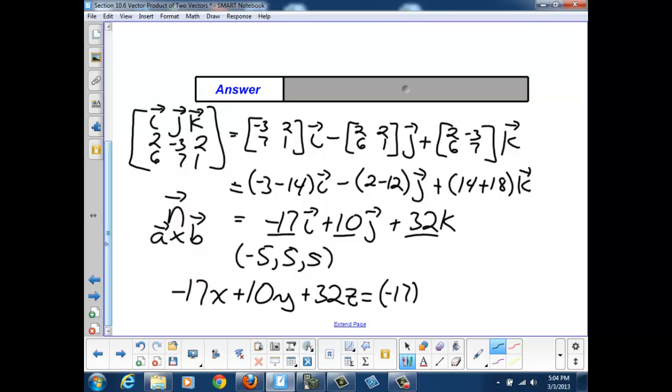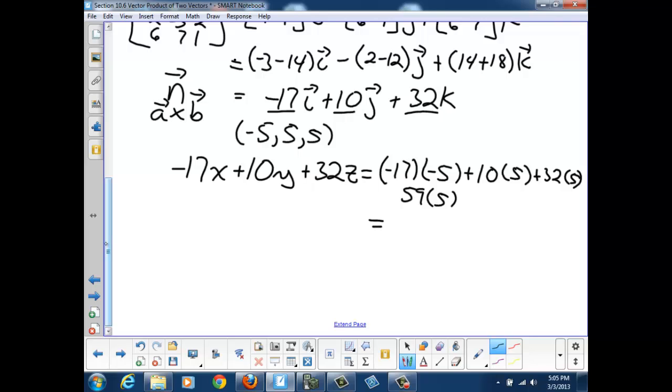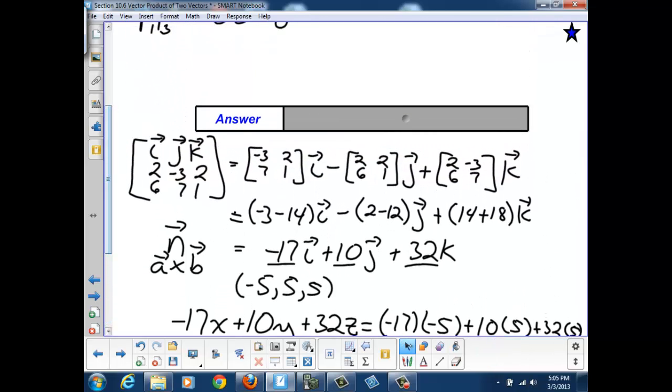So the -17 times negative 5, the x coordinate times the i component, and then 10 times 5, so the j component times the y coordinate, plus 32 times 5. So negative 17 times negative 5, or 17 times 5, plus 10 times 5 plus 32 times 5 just becomes 59 times 5. And that's going to be equal to 295. So the equation for my plane becomes negative 17x plus 10y plus 32z equals 295.